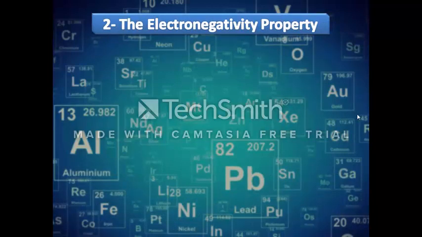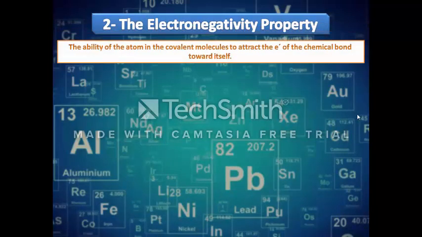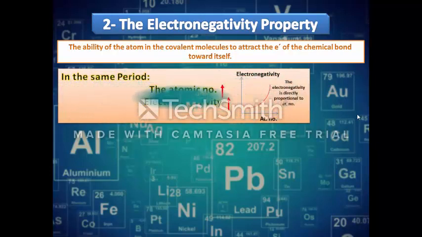Number 2, the electronegativity property. It is the ability of the atom in a covalent molecule to attract the electrons of the chemical bond towards itself. In periods, by increasing the atomic number from left to right, the electronegativity increases. That means the electronegativity for the elements of the same period is directly proportional to the atomic number.